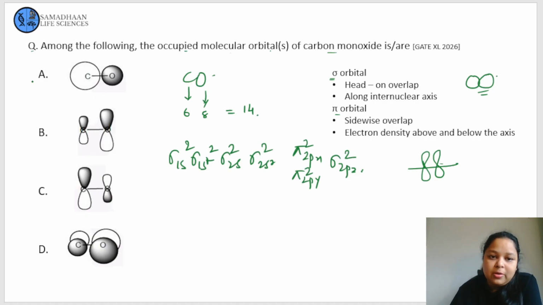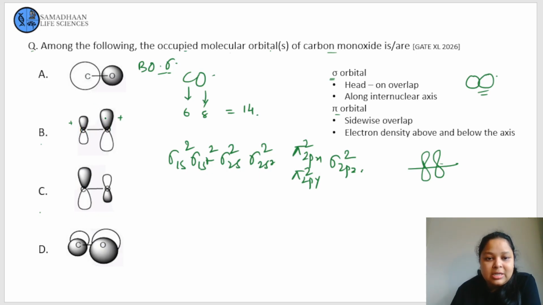Now let's see the options. So in the first option there is head-on overlap of two s orbitals. So this is a sigma orbital, but the electron density is continuous from carbon to oxygen. There is no gap or node. So this is a sigma bonding orbital. Now B and C look similar, but in B the electron density is continuous. Why? Because if we suppose we name them as positive, then the positive sides are in the same direction, the phases are in the same direction, so there is no node or gap.